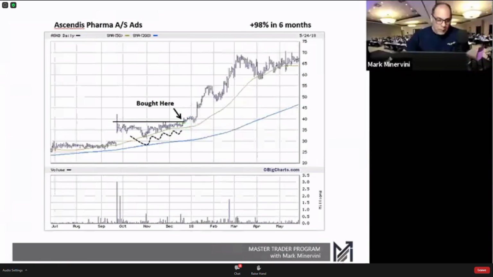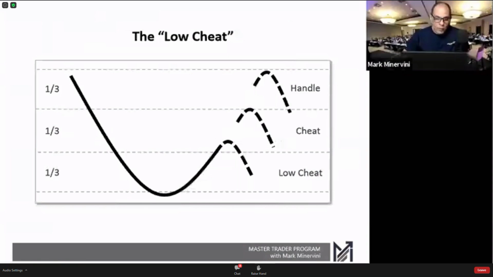Right. So the chart that I was looking for right here is going to segue us into the low cheat. Like you heard on TV, wait, there's more. So we have an even lower cheat than the cheat. And how to differentiate these is that the low cheat will set up in the lower third of the base. The cheat is in the middle third, and the handle is in the upper third. That's how I define them. There are a few characteristics, though. When you get to the low cheat, it becomes more of an expert buy. The probability is a little bit lower.